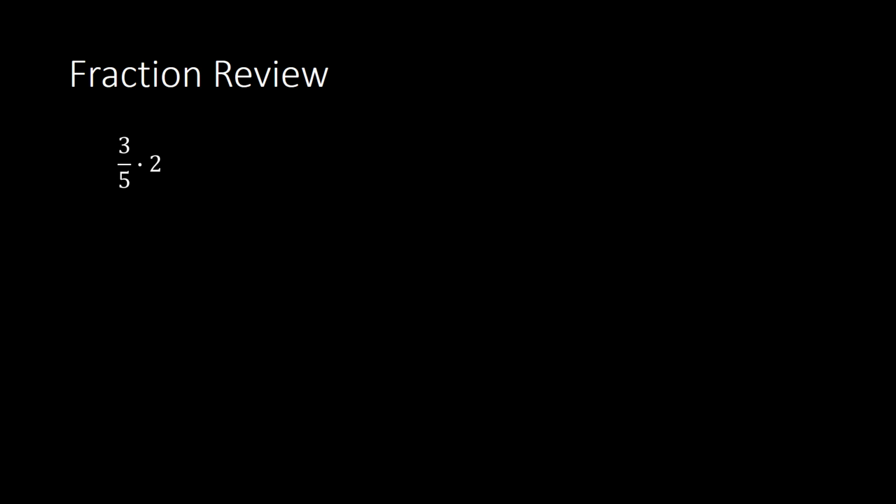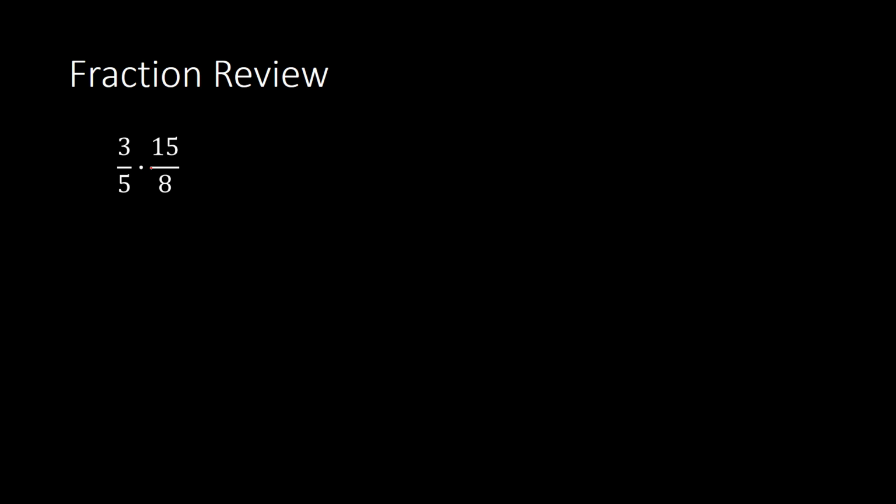Here we see 3/5 times 2, and if you have just a number like this, that is the same thing as saying 2 over 1. So then I multiply the numerators to get 3 times 2, the denominators to get 5 times 1, and my solution would be 6 over 5.